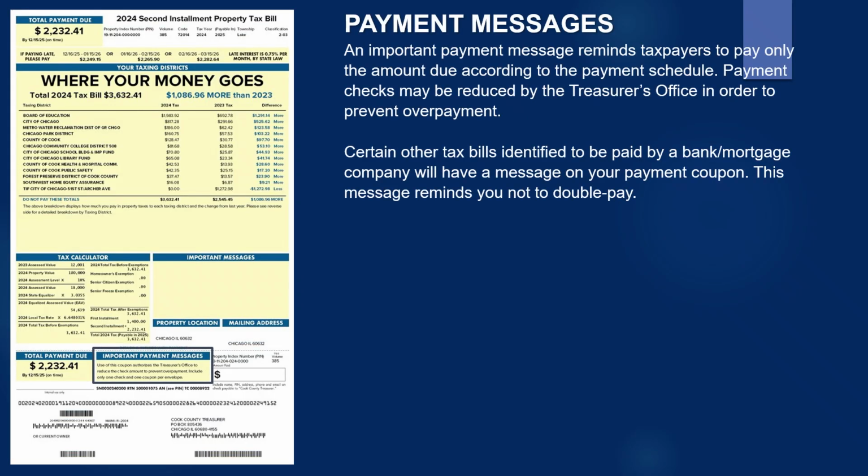An important payment message reminds taxpayers to pay only the amount due according to the payment schedule. Payment checks may be reduced by the Treasurer's Office in order to prevent overpayment. Certain other tax bills identified to be paid by a bank or mortgage company will have a message on your payment coupon. This message reminds you not to double pay.